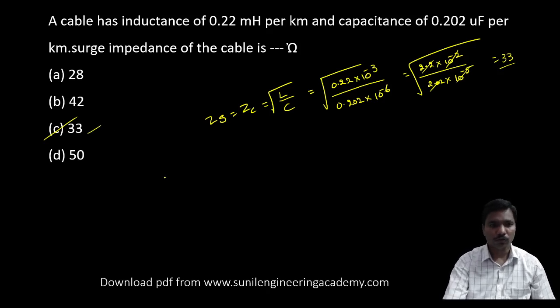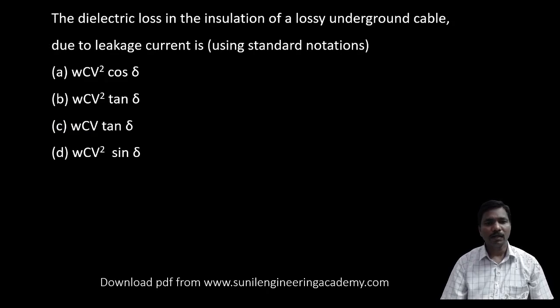Okay, coming to the next question. The dielectric loss in the insulation of a lossy underground cable due to leakage current is dash. I have already given the formula for this, so it is a very easy question.